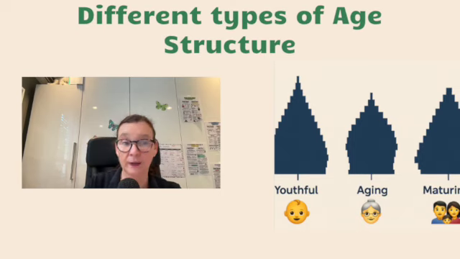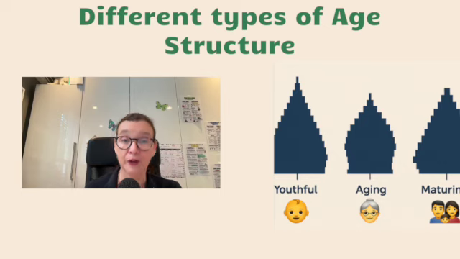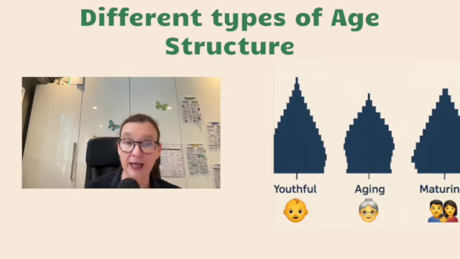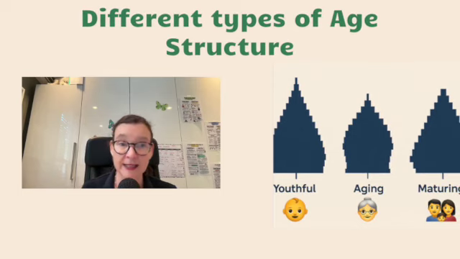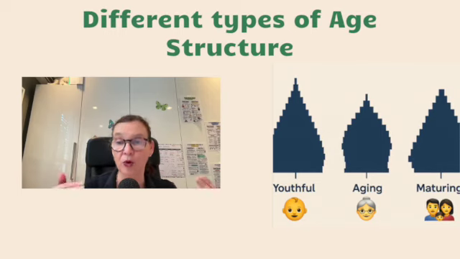Next one, maturing population. These have a large middle-aged group and fewer young and elderly people. They reflect moderate fertility and moderate dependency ratios. These populations are typically stable, but may soon face aging trends as their middle age groups grow older.